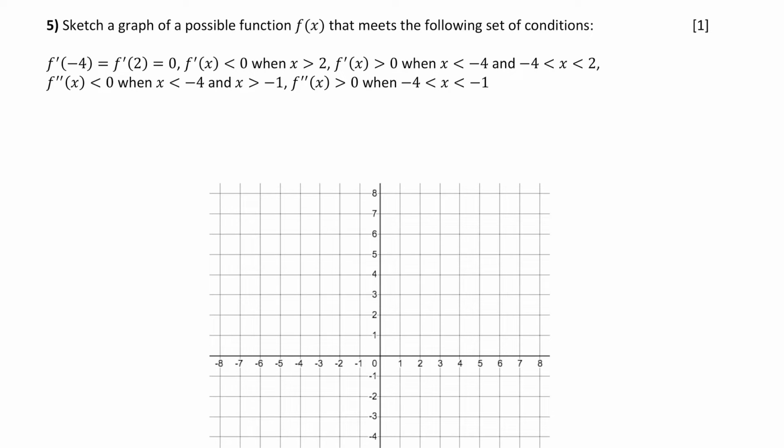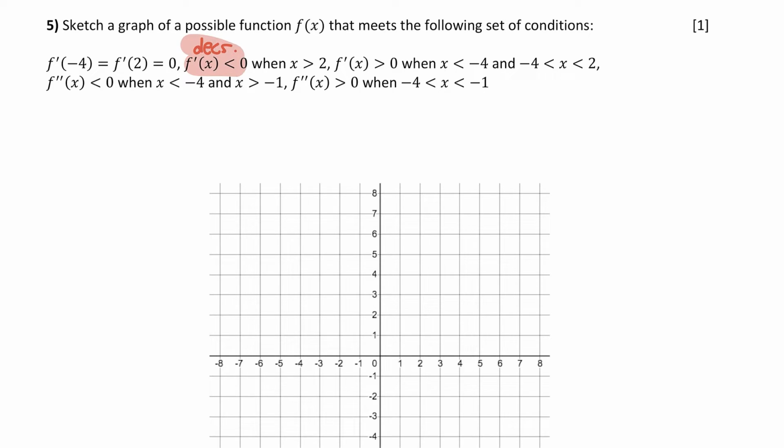Question 5 says sketch a graph of a possible function f of x that meets the following set of conditions. F prime at -4 and f prime at 2 are 0. That means the original function has a slope of 0 at those 2 points. F prime of x is less than 0 when x is bigger than 2. When f prime of x is less than 0, that means f of x is decreasing.